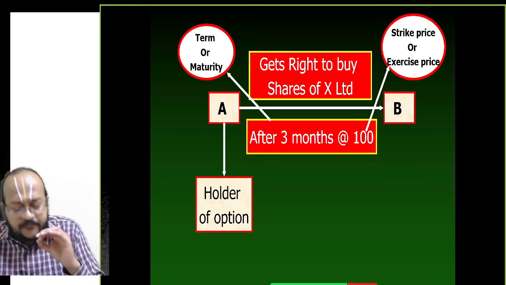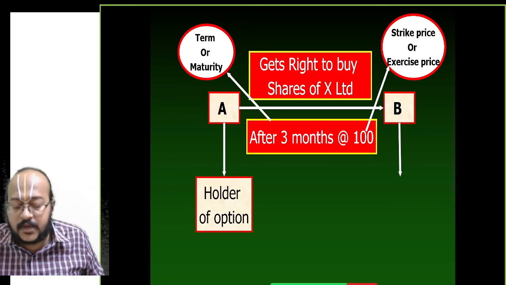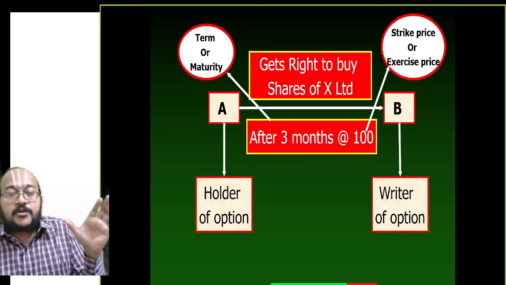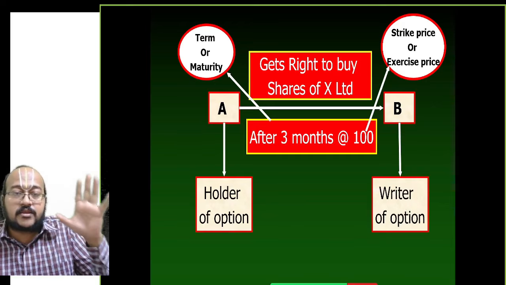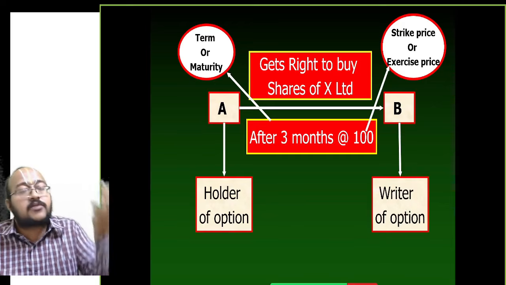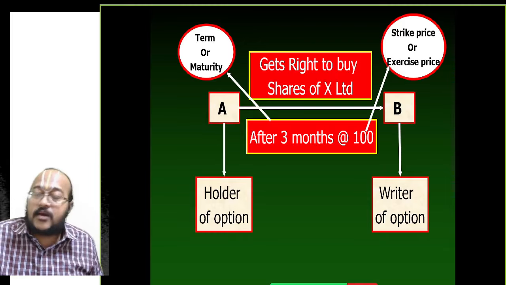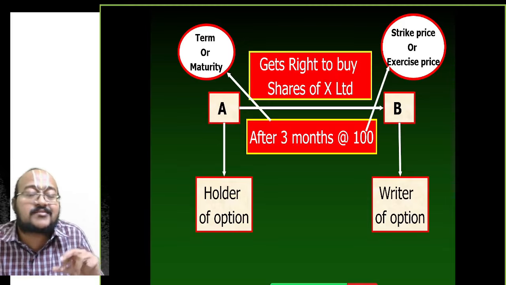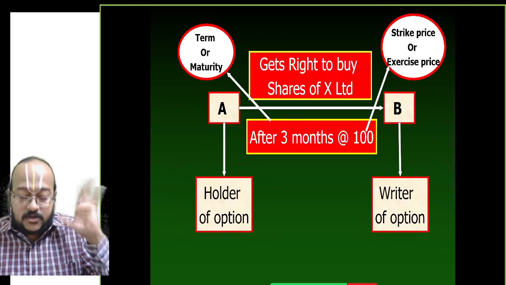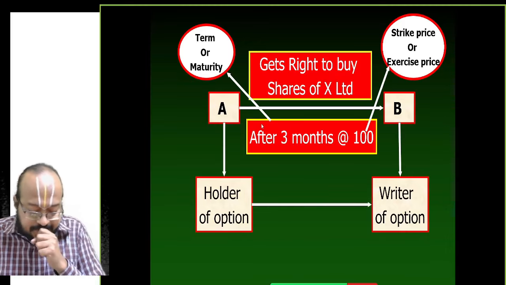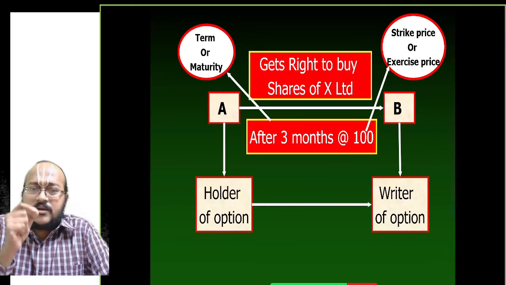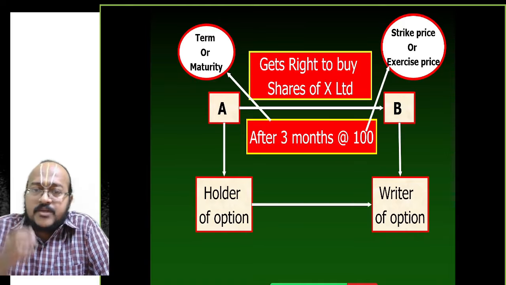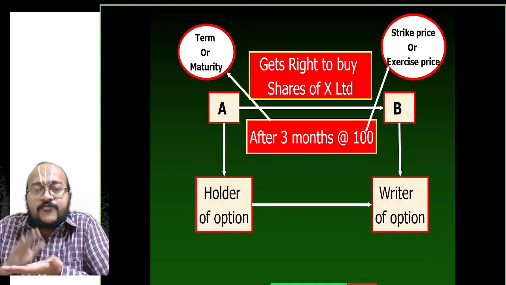Understood? So B is called the seller of the option or writer of the option. What is the difference between these two? A is called the holder of the option, B is called the seller or writer of the option, who sells the contract to A. Understood? Now see, B is selling this benefit. There is a benefit for A. What is the benefit for A?